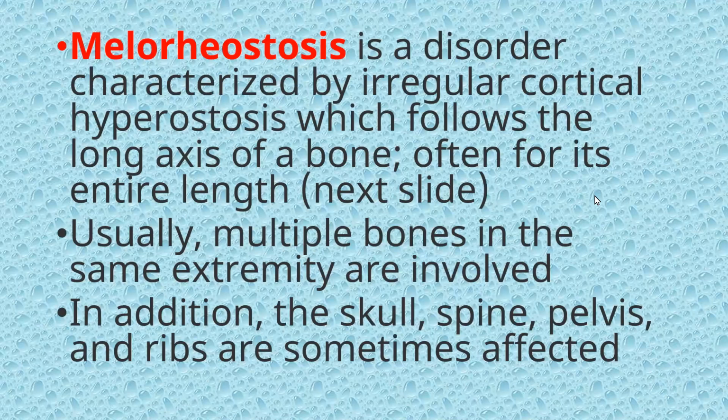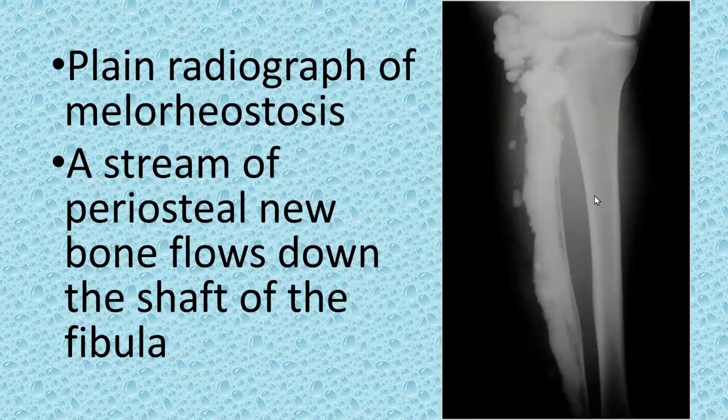This is a plain radiograph of the fibula. A stream of periosteal new bone flows down the shaft of the fibula. As a matter of fact, it is like dripping wax on the bone. If you look at this, my goodness, what does this patient have? Does he have Paget's disease? Does he have a malignancy? You have to learn to put together a differential diagnosis.